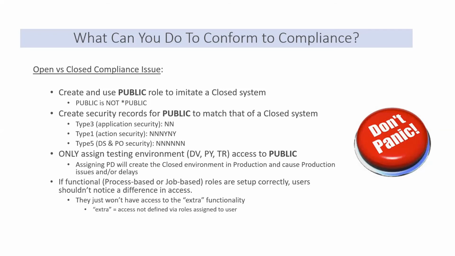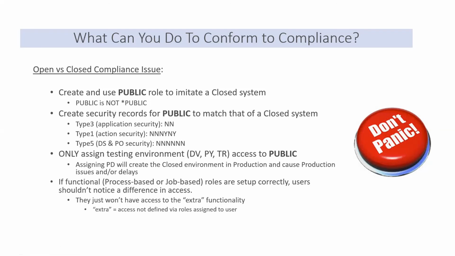So we create this public role, we insert our type 3 and type 1, and we grant it DB, PY, and TR, or whatever your testing environment or environments are. That means when they sign into production, this role, public one, is assigned to them, it doesn't pick up security for it because they're in production. That role does not have production access. Therefore, again, air quote, we're tricking the system, if you will, to use different security in different environments.